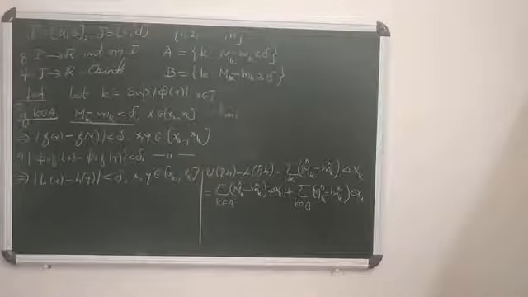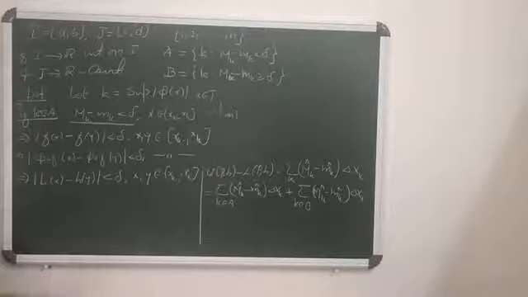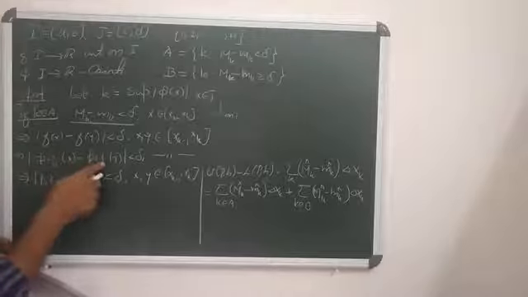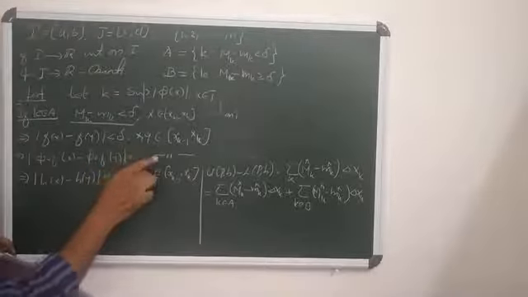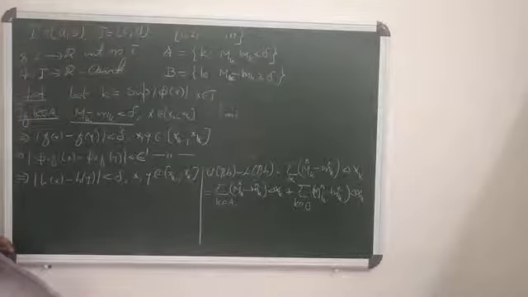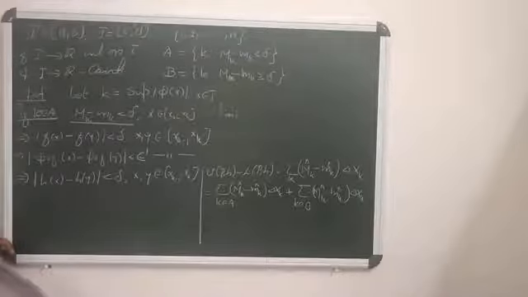Agreed? So modulus of h(x) minus h(y) strictly less than some delta, or here modulus of phi of x minus phi of y, that is modulus of phi composition f of x minus phi composition f of y strictly less than some epsilon dash. Why? Because we say that phi is uniformly continuous on J, and modulus of phi of x minus phi of y is less than epsilon dash.